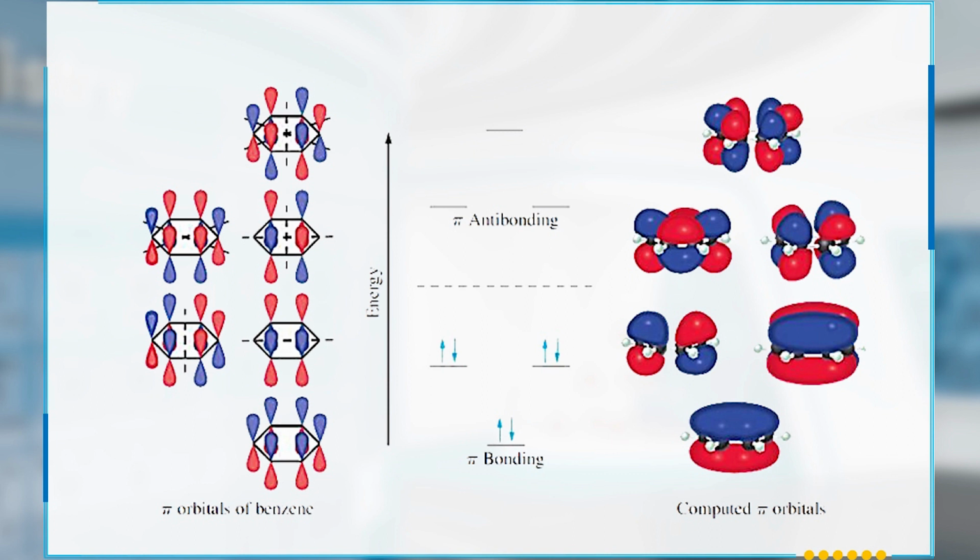All 6 2p orbitals are in phase, as indicated by the fact that all the blue lobes are on the same side of the sigma framework. The next 2 pi bonding molecular orbitals each have 1 node and consequently have the same energy. That is, they are degenerate. The next pair of orbitals, which are antibonding pi orbitals, have 2 nodes, and the final orbital has 3 nodes. The computed pi molecular orbitals of benzene are also shown here.